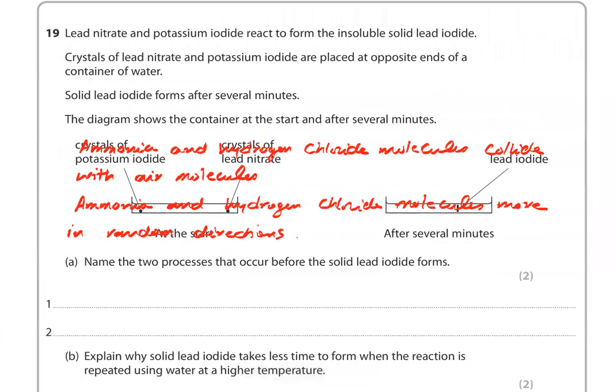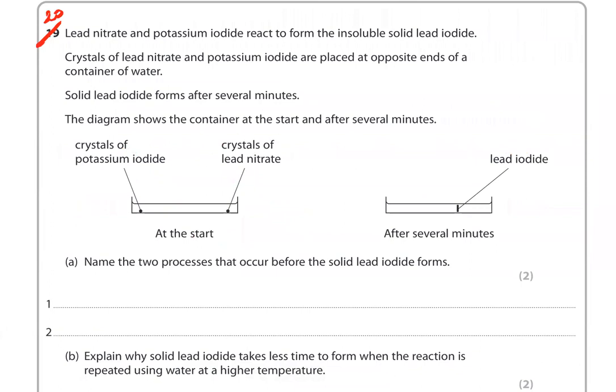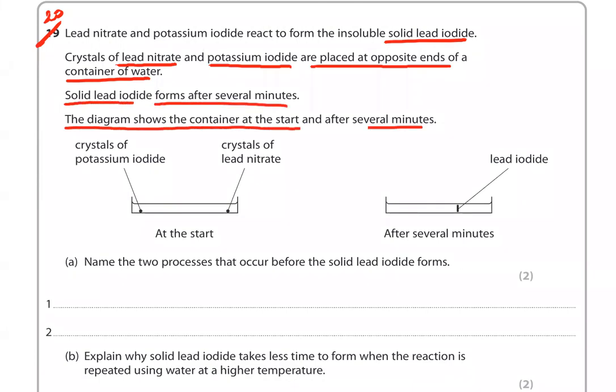Question 20, which is the last question. Lead nitrate and potassium iodide react to form insoluble solid lead iodide. Crystals of lead nitrate and potassium iodide are placed at opposite ends of a container of water. Solid lead iodide forms after several minutes. The diagram shows the container at the start and after several minutes. These are solid crystals, and after several minutes a compound called lead iodide is formed. Name the two processes that occur before the solid lead iodide forms.